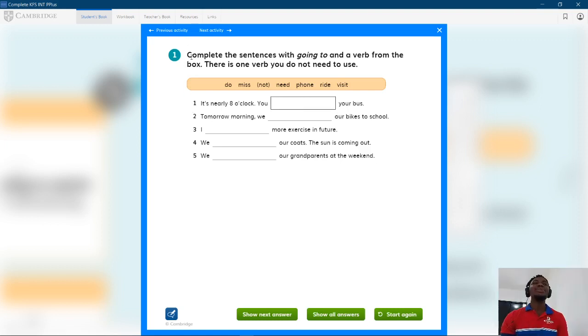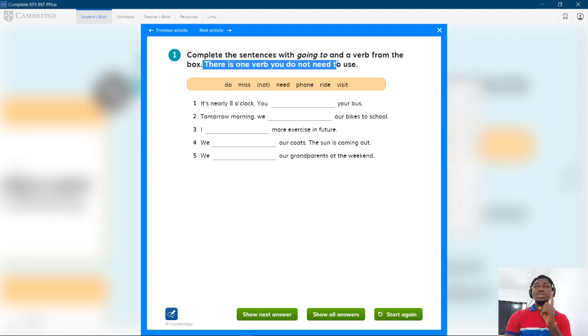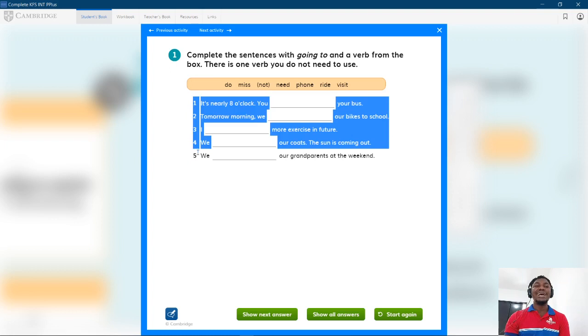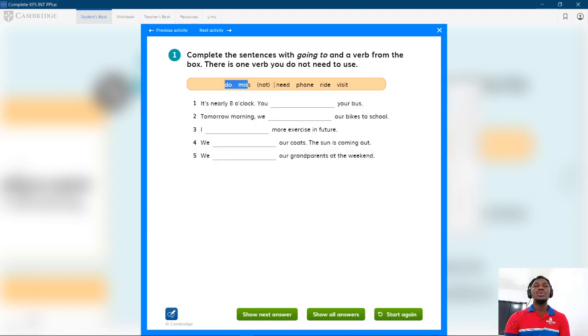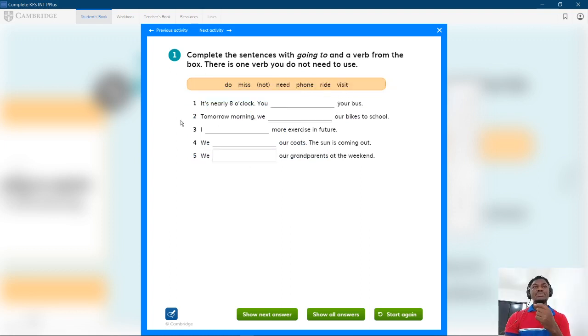Good. So, guys, number one, complete the sentences with going to and a verb from the box. There is one verb you don't need to use, because, guys, we have question one, two, three, four, five, but we have six verbs. So we don't need one verb. Okay? So let's begin.